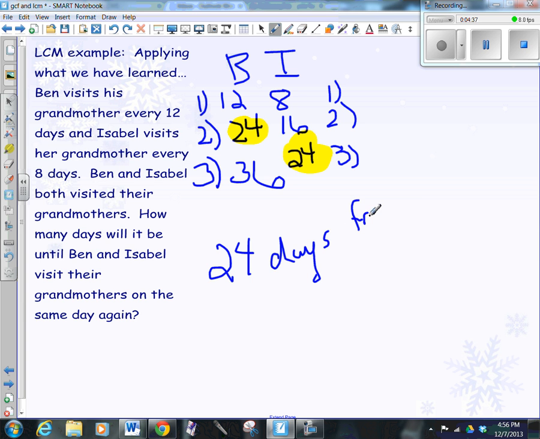So I hope that this was helpful to you, and that you are now able to better do a GCF and an LCM problem.